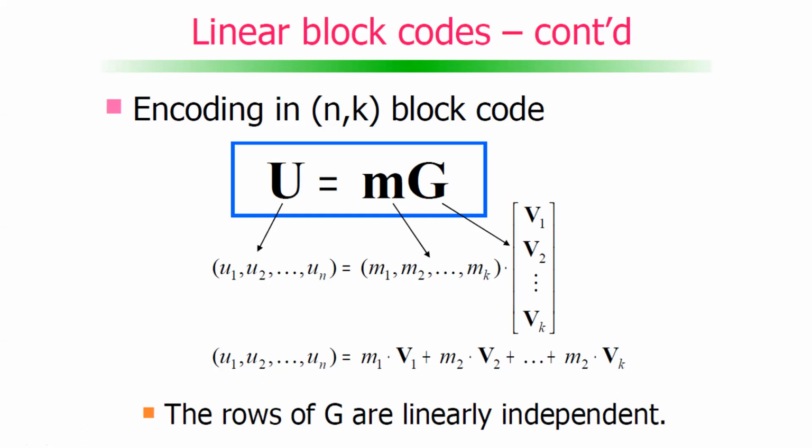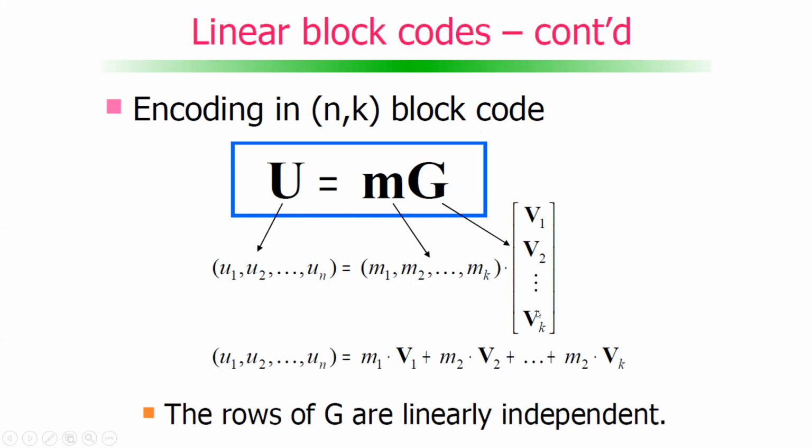For example, 00 should map to which code word? How will I find out? I will have this generating matrix. This message will be multiplied with the generating matrix. This is the matrix multiplication. If it is, let's say, 00, my 00 will be multiplied by the generating matrix here, and I will get the code word. So in general, for any n comma k linear block code, how to generate the code word? It is by multiplying the message bits with the generating matrix.